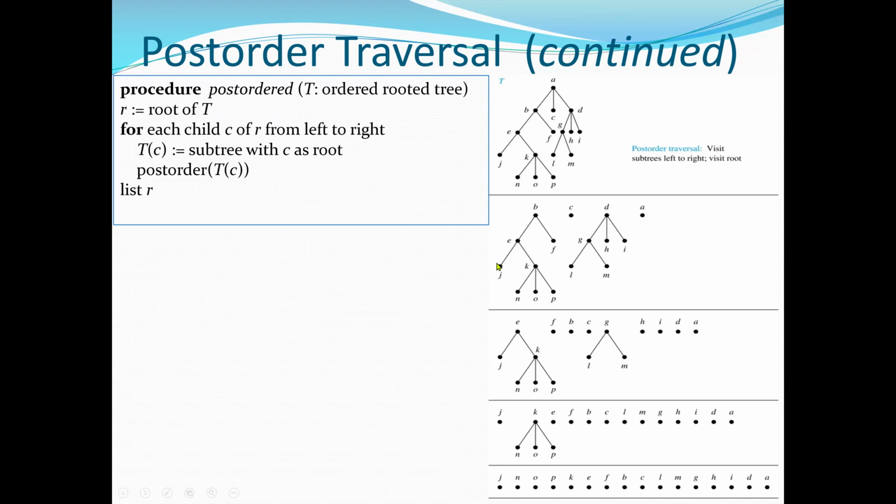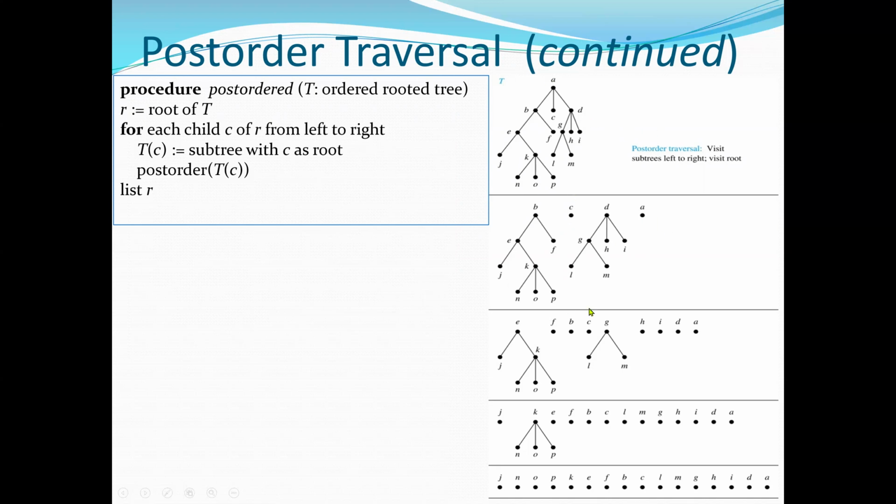So this means I'll start from J, N, O, P, K, E, F, and B. Then the next will be C. After that, I'll go through L, M, G, H, I, then D. So I finish with the left and right subtrees. Then the last will be A. So the best way to do this is to break the rooted tree into the subtree to the left and the right, and then the root.